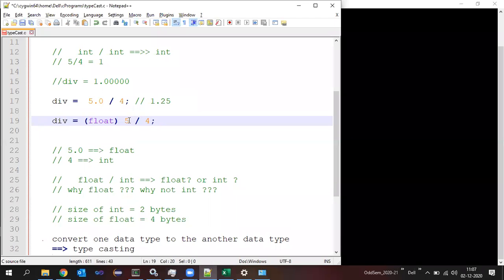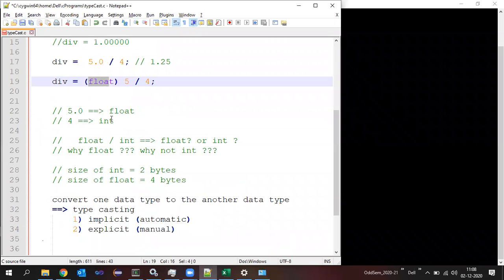But for the numerator, the programmer is telling the compiler to change this integer to float. This is something I'm telling explicitly. You have to change this 5 from integer to float mandatorily. So this type of conversion is called explicit conversion, explicit typecasting.